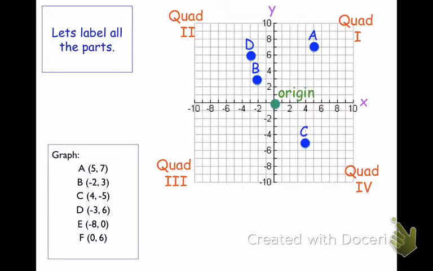E is (-8, 0), which means 8 to the left and not going up or down. F is usually the most common type of point that gets misgraphed as if it were backwards. (0, 6) means not 6 left or right. It means 6 going up on the y-axis. So 6 is the y-coordinate, and it goes on the y-axis.